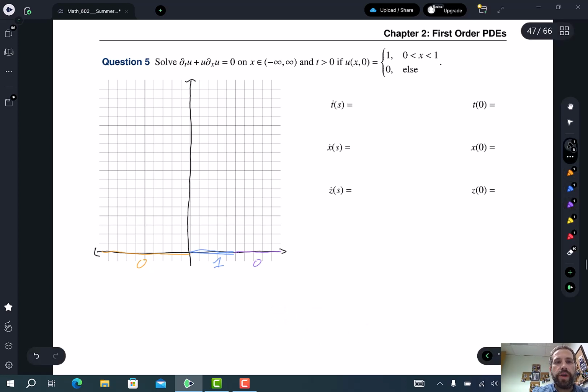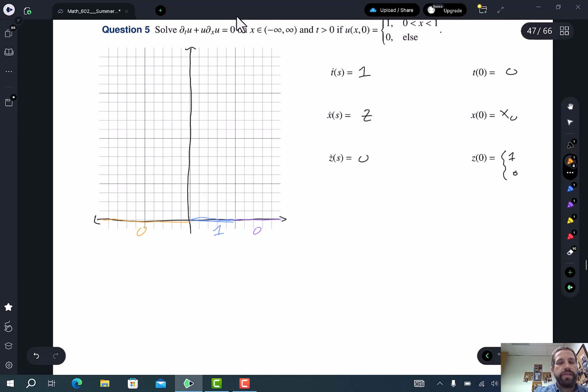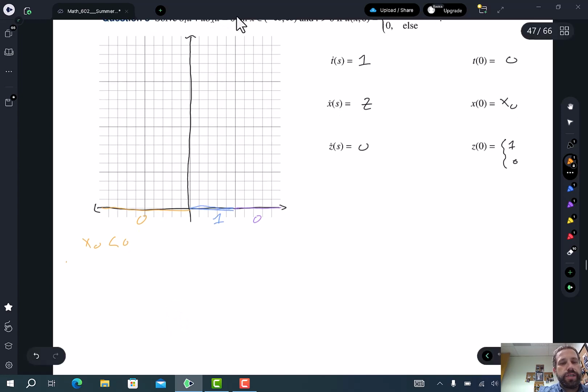Okay, so the characteristic equations, I'm just going to write those out real quick. There they are. And now I'm going to solve these for each location. So if x naught is less than 0, my solution is going to be t of s is equal to s. z of s, well, z dot is 0, and z of 0 is 0, so z of s is 0. And then x of s is just going to be equal to x naught, because if z is 0, then x dot is 0.